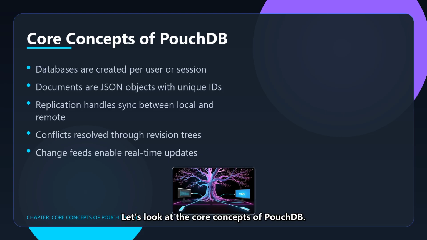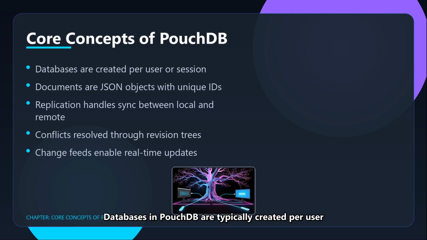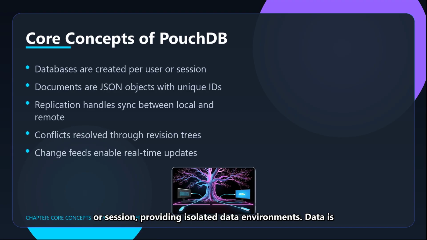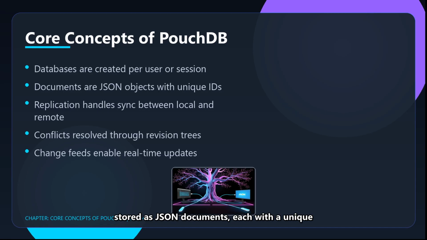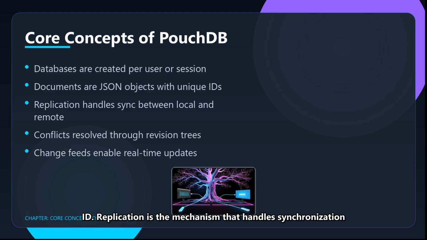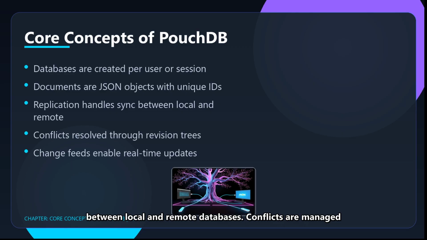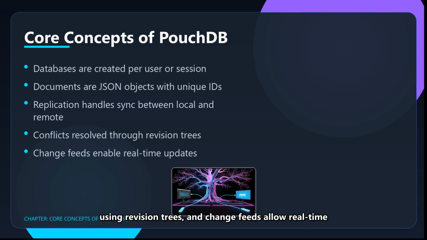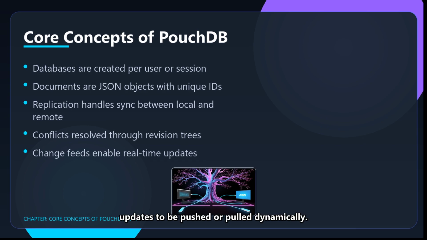Let's look at the core concepts of PouchDB. Databases in PouchDB are typically created per user or session, providing isolated data environments. Data is stored as JSON documents, each with a unique ID. Replication is the mechanism that handles synchronization between local and remote databases. Conflicts are managed using revision trees, and change feeds allow real-time updates to be pushed or pulled dynamically.